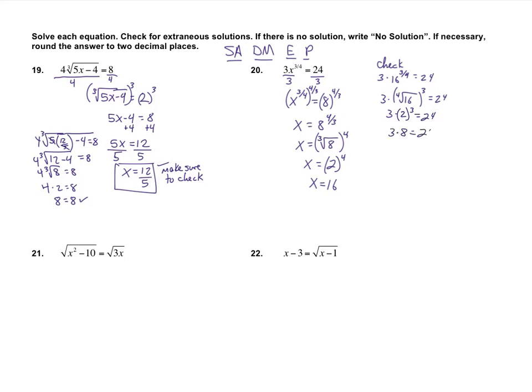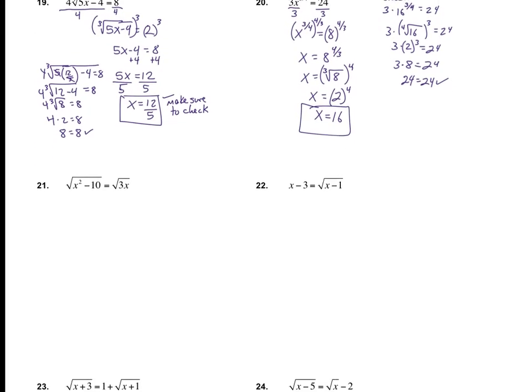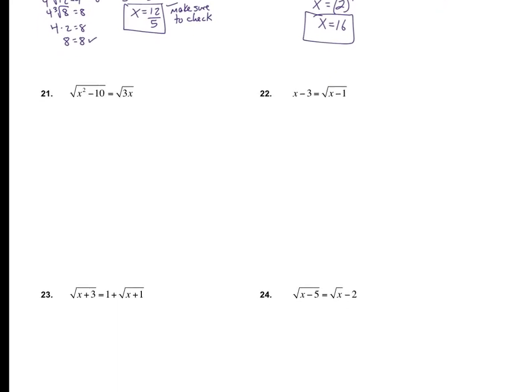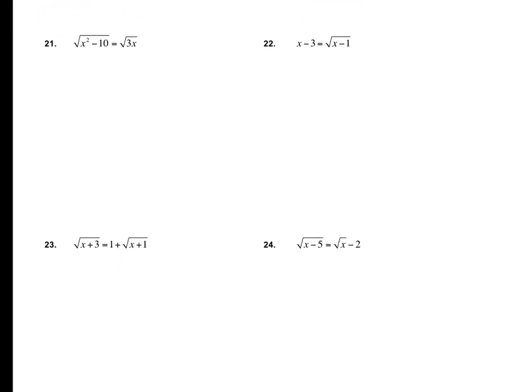And so then 3 times 8 will give us 24, so our answer checks out. Number 21, we've got the square root of x squared minus 10 equals the square root of 3x. We're going to square both sides. That gets rid of our radical, so we're left with x squared minus 10 equals 3x.